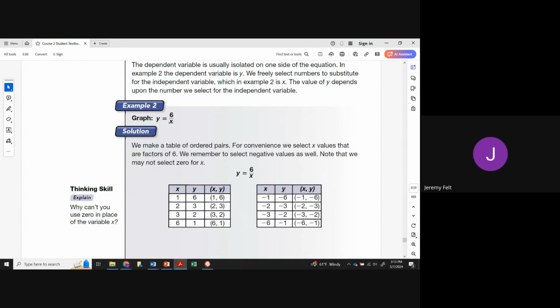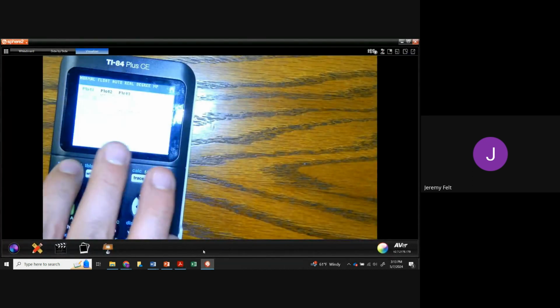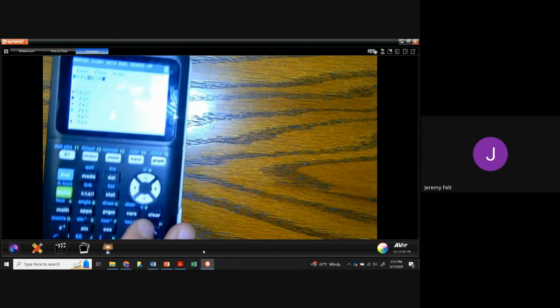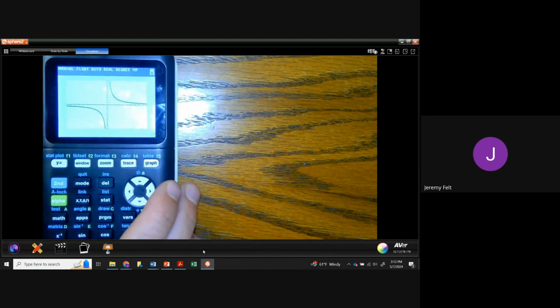Okay, so we go here. Well, x is my independent variable, or what we need to input to get our output. So y is our dependent, because what y is depends on what x is. So we look at this one, 6 over x. If we were to graph this, 6 divided by x, okay, we graph this one. Look at the shape of that.